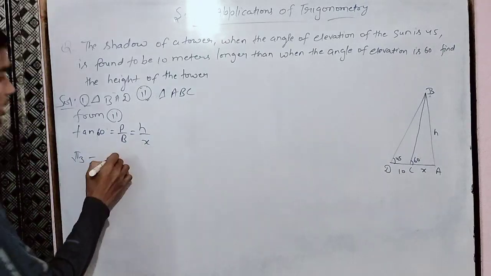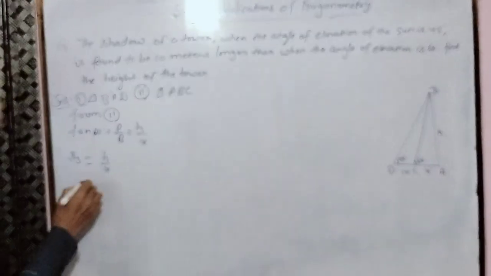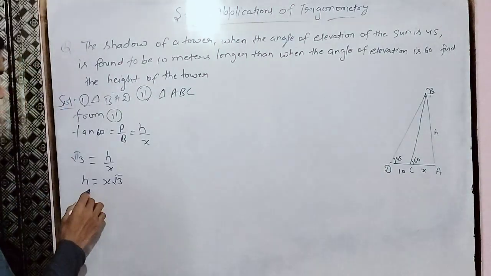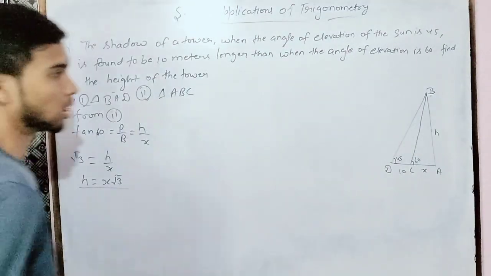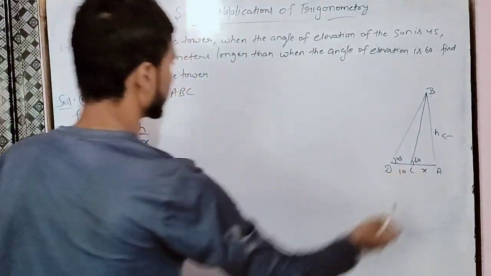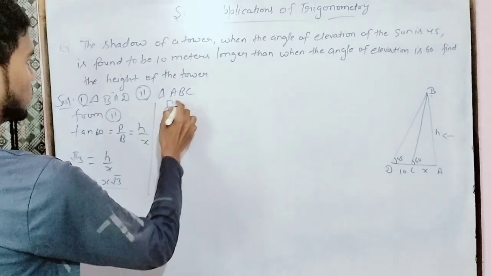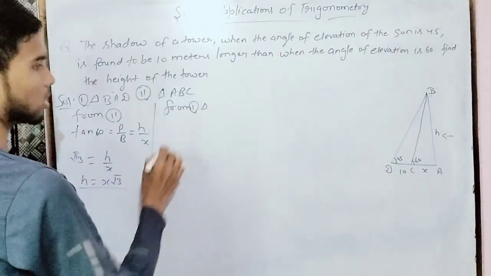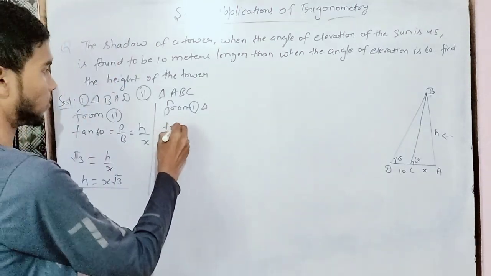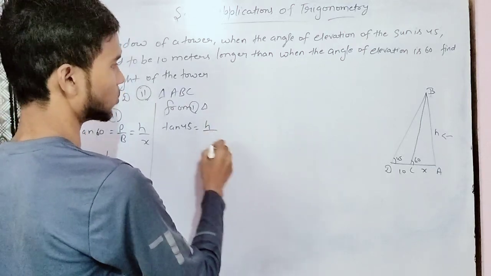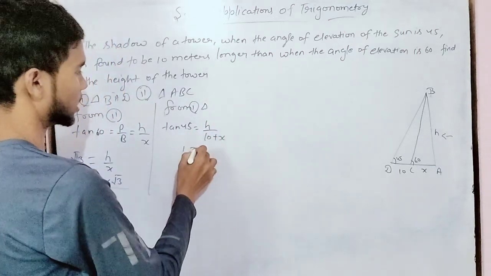Yes. And then here H will be as it is, X as it is. So here H is X root 3. Clear? We have found the value of H from this angle. Now next, from the first triangle, we have tan 45 is H as it is, and the base is 10 plus X.